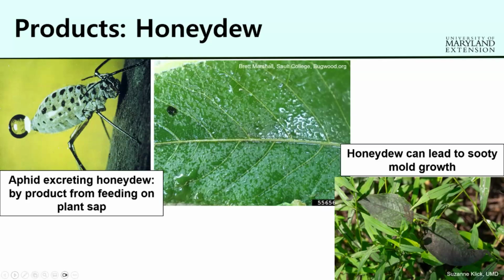And when we have honeydew, this can lead to what we call sooty mold growth, because this honeydew is very sugary, can lead to mold growth on maybe leaf tissue if we have honeydew dripping down onto leaf tissue. The sooty mold is black or dark in coloration, and because of this, it can block sunlight and then inhibit photosynthesis for our plants, especially if we have a lot of honeydew and a lot of sooty mold growing on plant tissue.